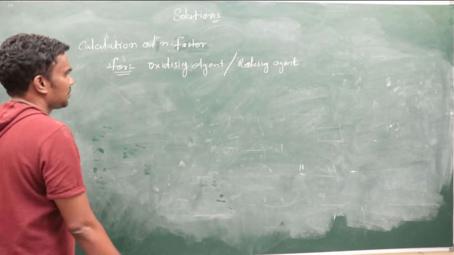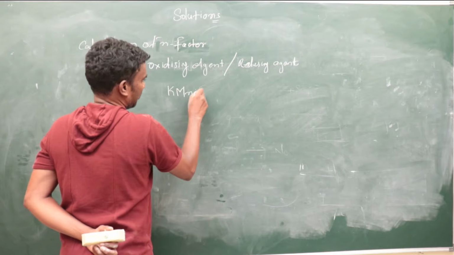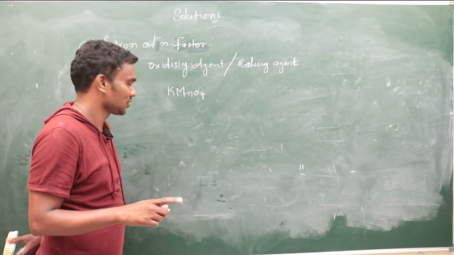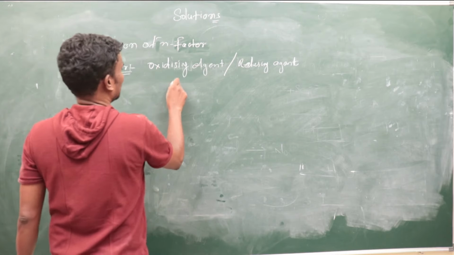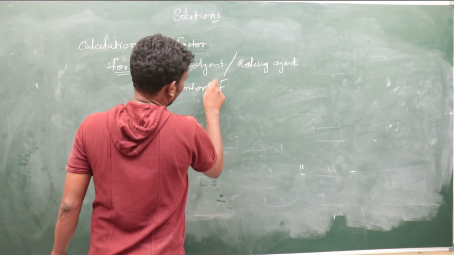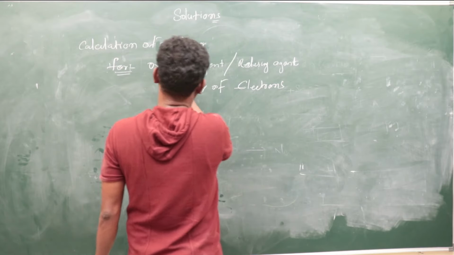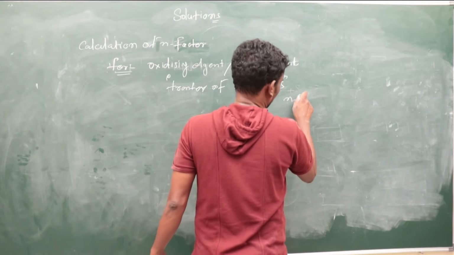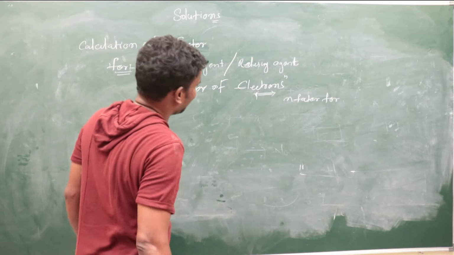Reducing agent, sir. The best example is KMnO4, in acidic medium. Before that, the transfer of electrons. That is the n factor for oxidizing agents and reducing agents.